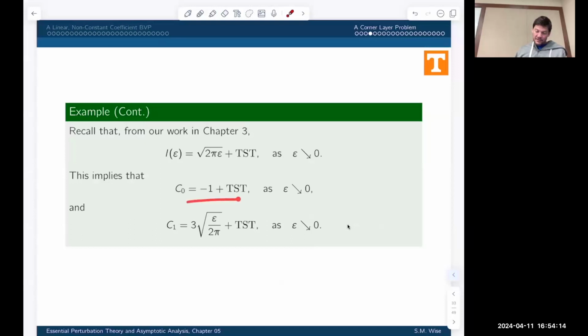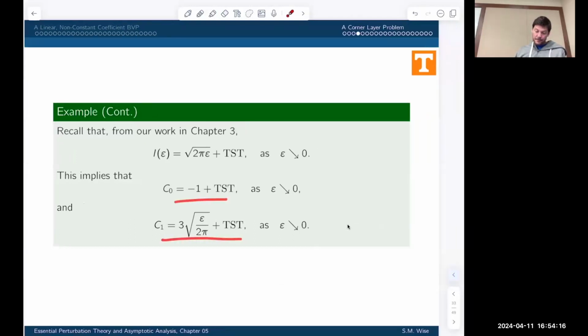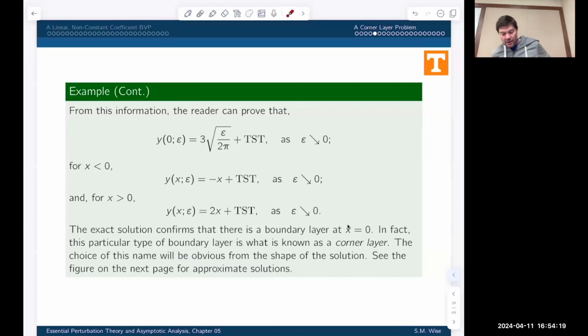Okay, so that's what C0 is and C1 is this. It's not hard to show that, so let's evaluate it at a couple of points. First of all, let's evaluate at the point x equals 0, where we said there's a boundary layer. As epsilon goes to 0, the value right at that boundary layer, x equals 0, is going to be 3 times the square root of epsilon over 2 pi plus TST.